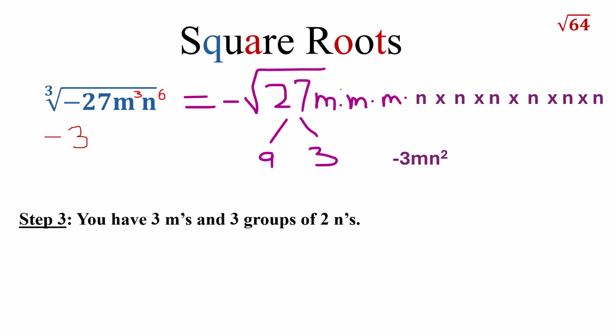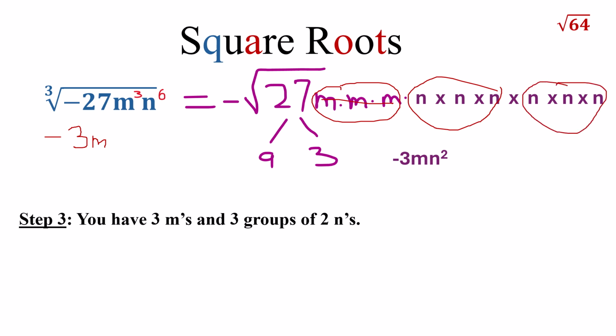You have 3 m's. They come out from under the radical. And you have how many? 6 n's, but you need 3. So it's 2 groups of them. And that's why you have your answer here, n squared. And I'm going to write it over here too, so maybe you can look at it. That's an n, believe it or not, to the 2, to the second power. Okay, so there you go.